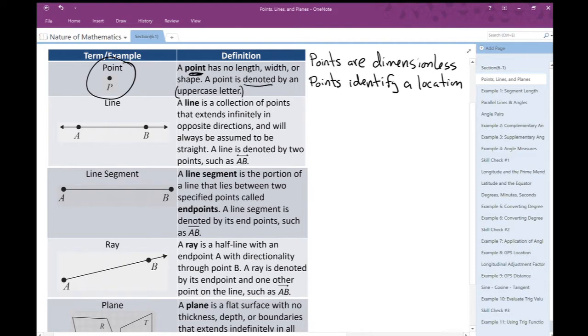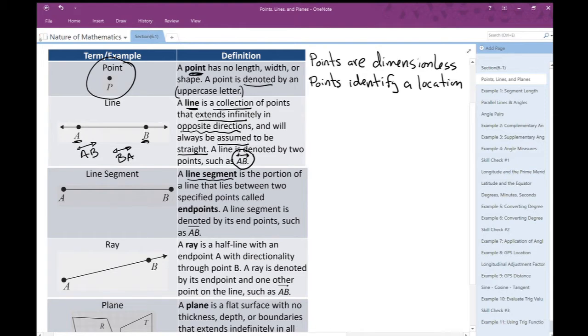All right, next in our list is a line. A line is a collection of points. Lines extend infinitely in opposite directions, and it will always be assumed that lines are straight. So we have curved paths of points and we have straight paths of points. When we talk about a line, it is a straight path of points. Lines are denoted using 2 points from the line. So we see that A and B here are 2 points on the line. And it gets this double arrow bar above it to say it's a line extending in both directions infinitely. So this is line AB. It can also be written as line BA. They are equivalent statements.